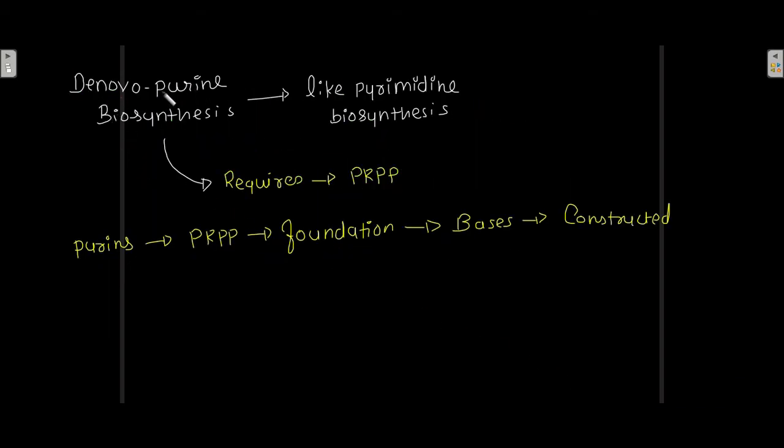Now this de novo purine biosynthesis, like pyrimidine biosynthesis, requires PRPP. In the case of purines, PRPP serves as the foundation onto which the bases are constructed, and that is how purine biosynthesis takes place. So both pyrimidine biosynthesis and purine biosynthesis require PRPP. That's the point.